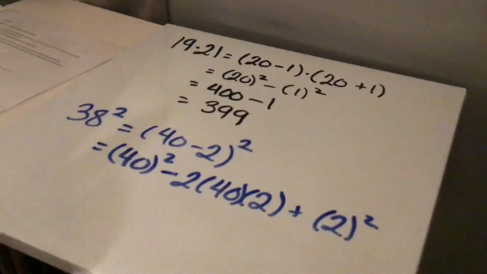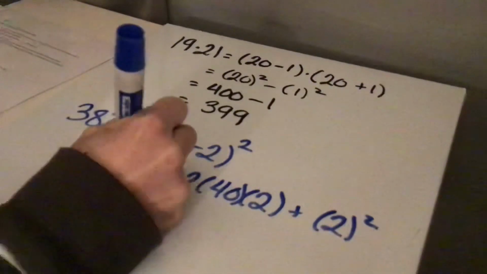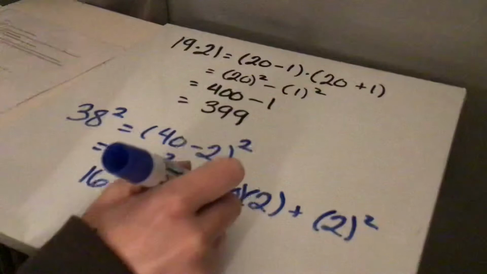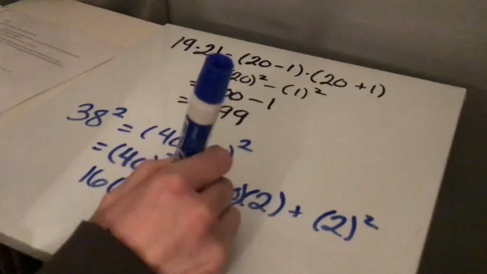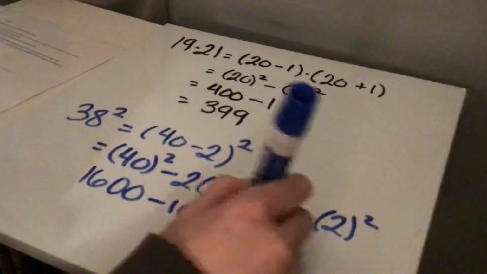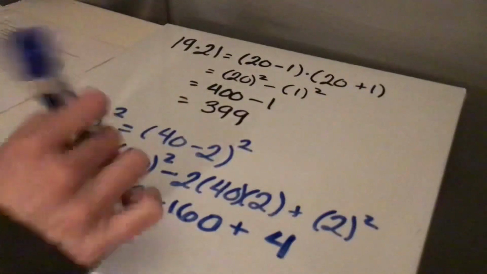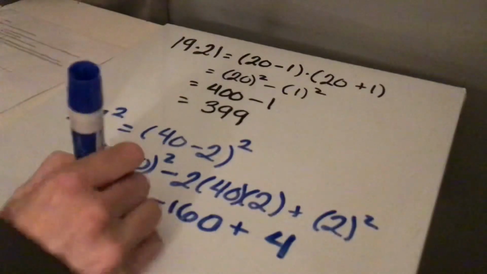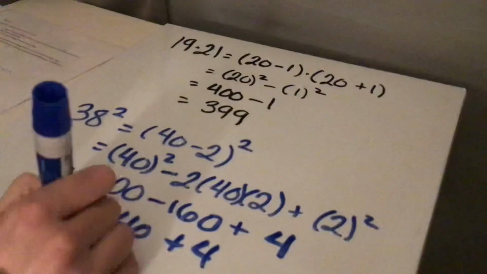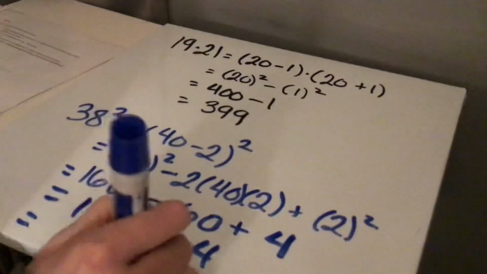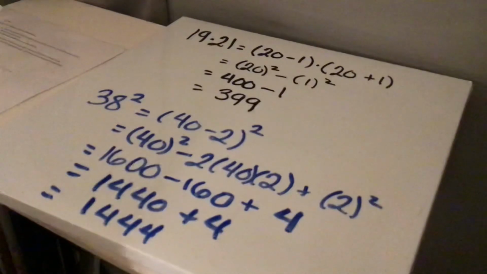So 40 squared, right? 4 squared is 16. Then we're squaring, so we're going to add 2 zeros. 2 times 40 is 80. Times 2 is 160, so minus 160 plus 4. So this ends up being 1440 plus 4, which is 1,444. All in our head without having to use a calculator.